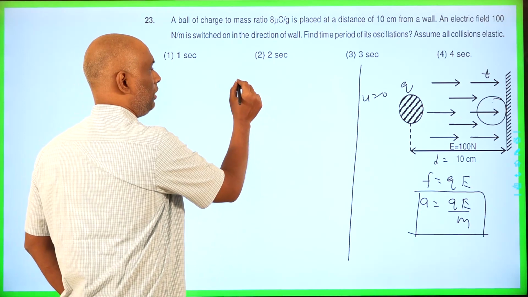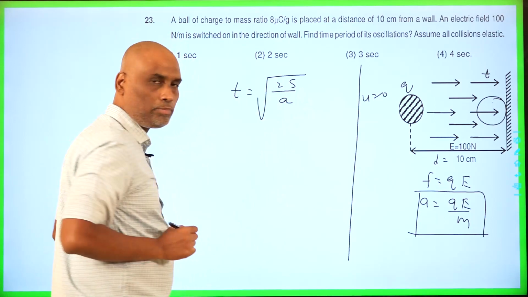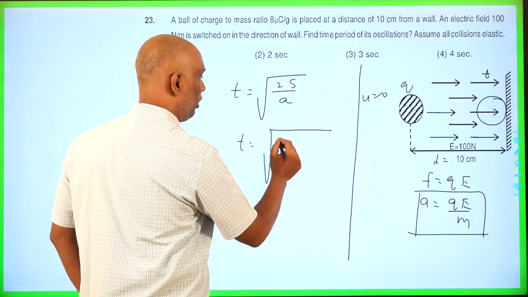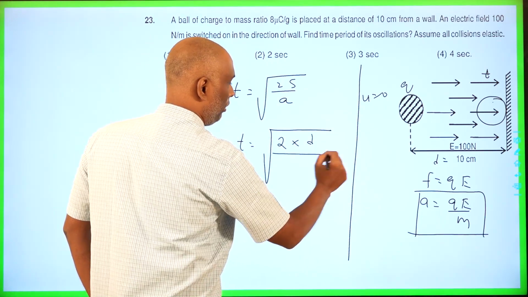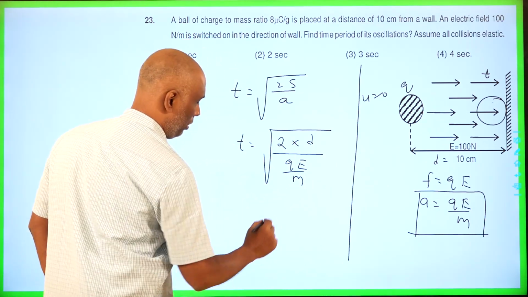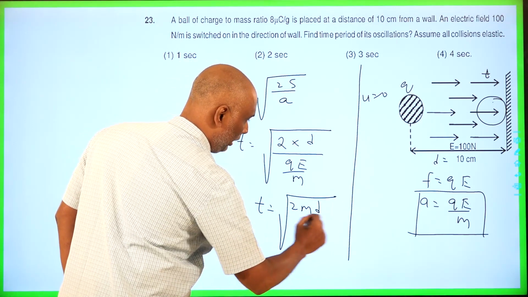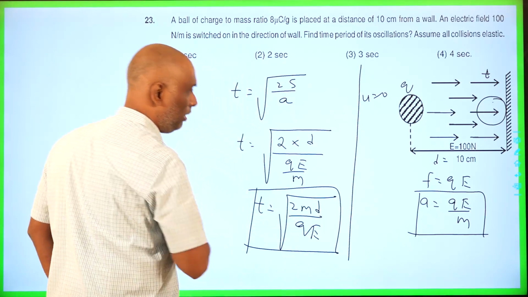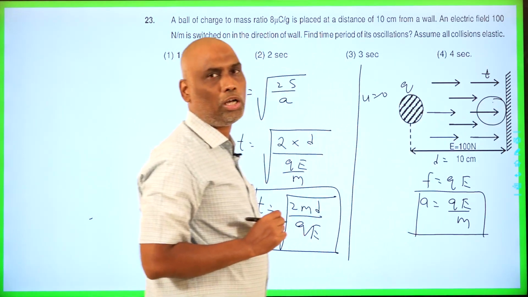So from this equation, t equals under root of 2s divided by a. The displacement covered is d, and the acceleration is QE divided by m. So the time taken is under root of 2md divided by QE. This is the time taken by the particle to travel from the initial position to the point where it collides with the wall.